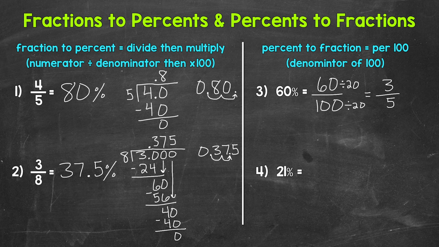Let's take a look at another one here. So let's move on to number 4, where we have 21%. So 21 is our numerator, and then 100 is our denominator. So we get 21 over 100, 21 hundredths. Now that fraction is in simplest form. The only common factor between 21 and 100 is 1, so we are done here. 21% equals 21 hundredths as a fraction.